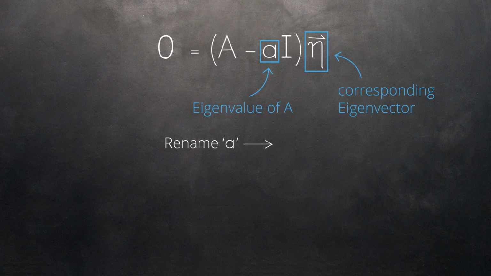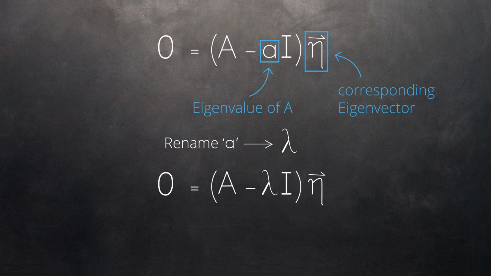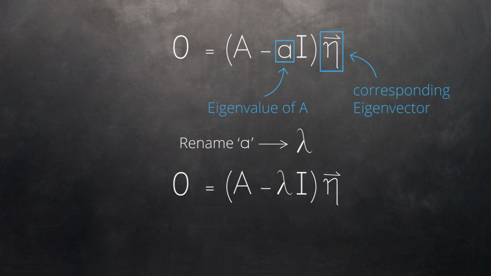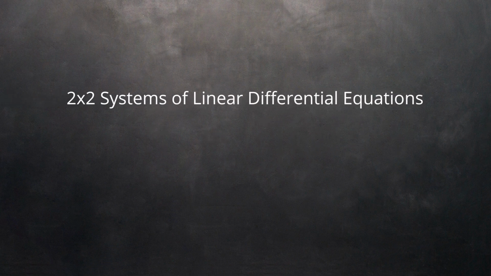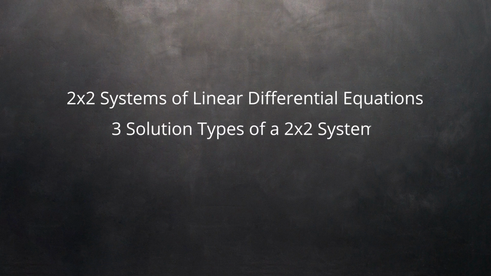We will rename little a as lambda and use lambda to denote eigenvalues. This is the general form of the solution to the system for one eigenvalue. Depending on the number and type of eigenvalues, we will have a slightly different general solution. For the purpose of this video, we will only be looking at 2x2 systems of linear differential equations. There are three possible solution types for a 2x2 system.